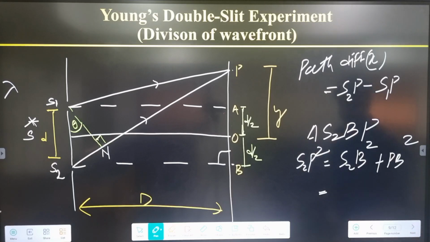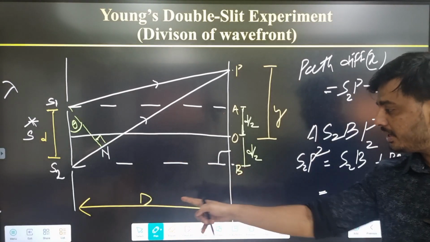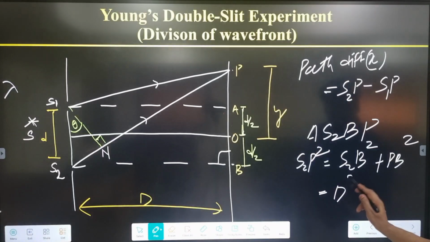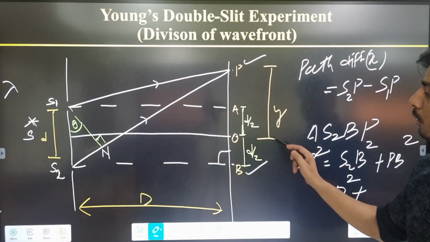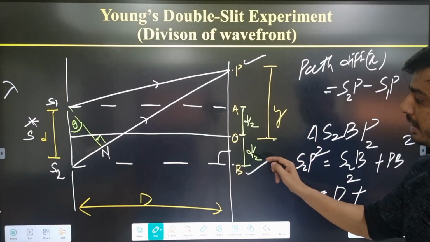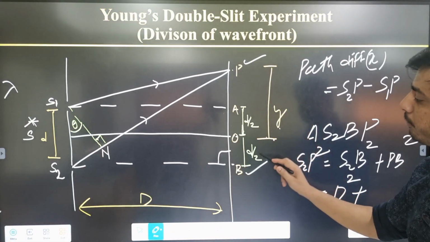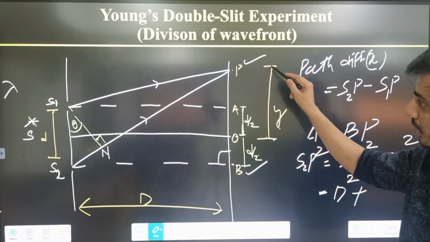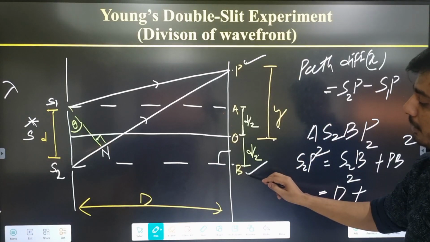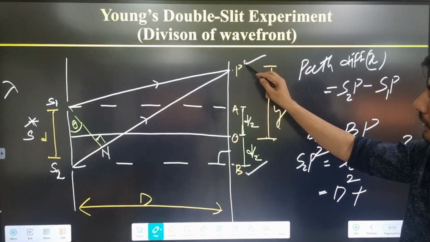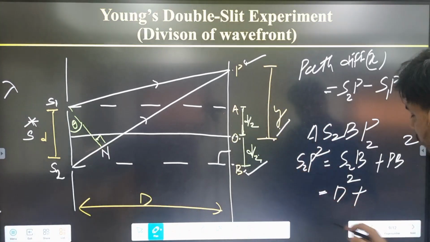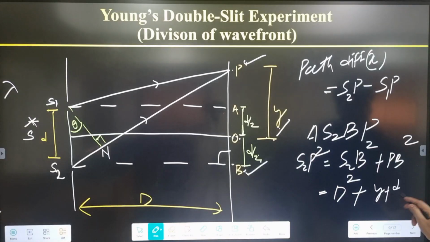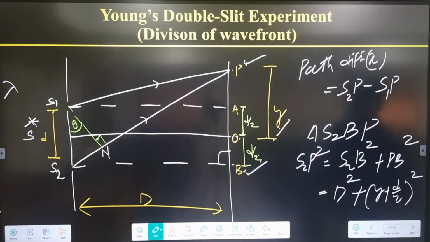But from the figure you can see what S2 to B is. The distance S2 to B is capital D, so you can write D square. And what is P to B? From this point to this point, P to O is Y, and from O to B is D by 2. So this distance will be Y plus D by 2. Again, I am repeating: we have to find the distance from point P to point B. From the figure, we have the distance P to O as Y and O to B as D by 2. So this will be Y plus D by 2 whole square.